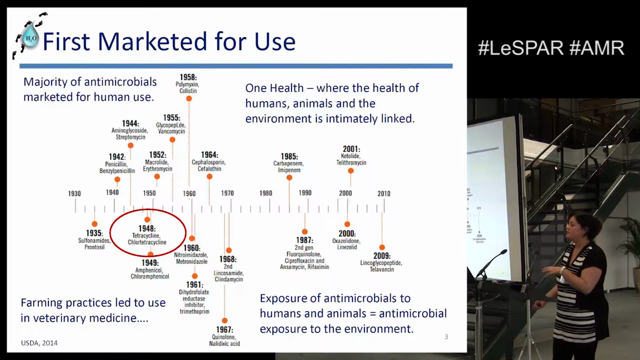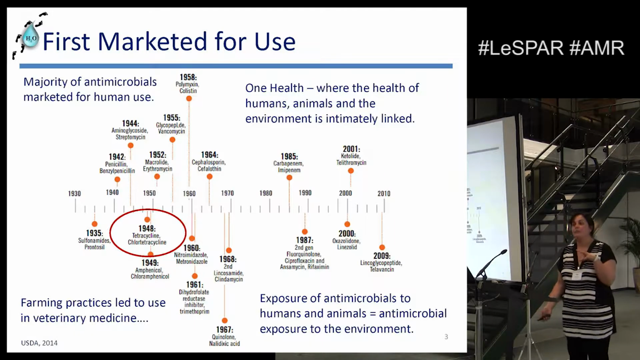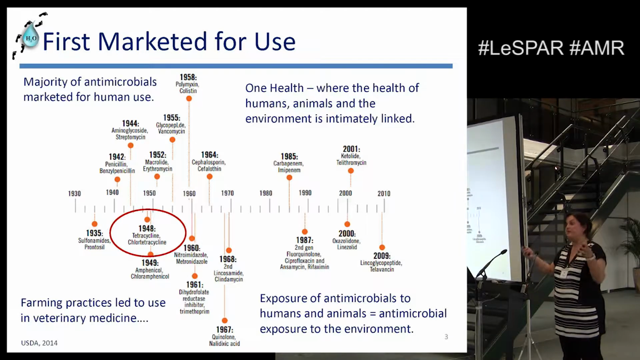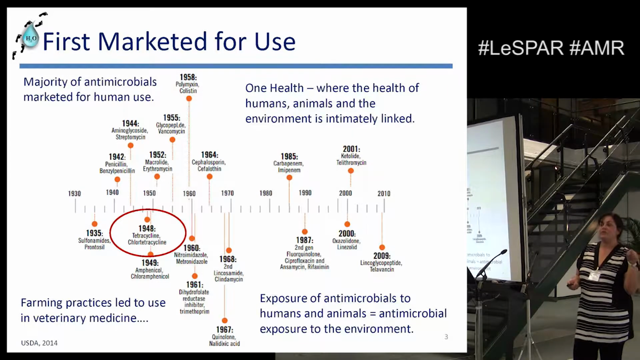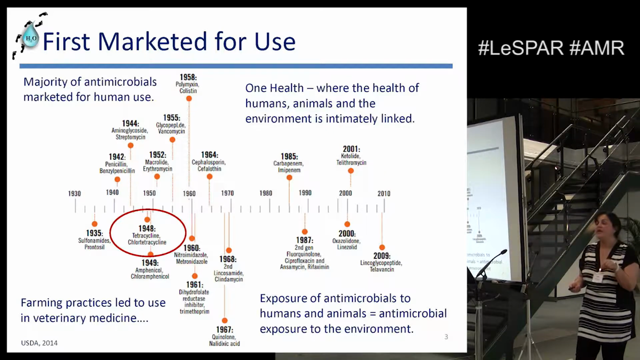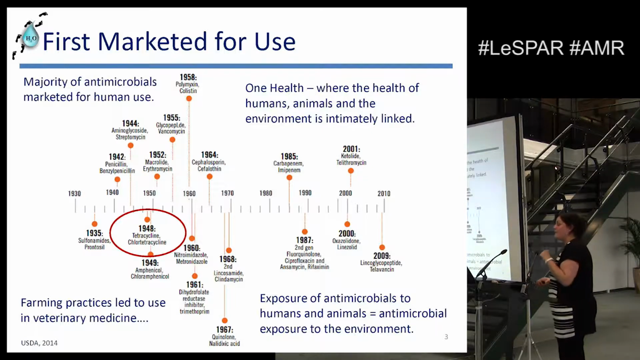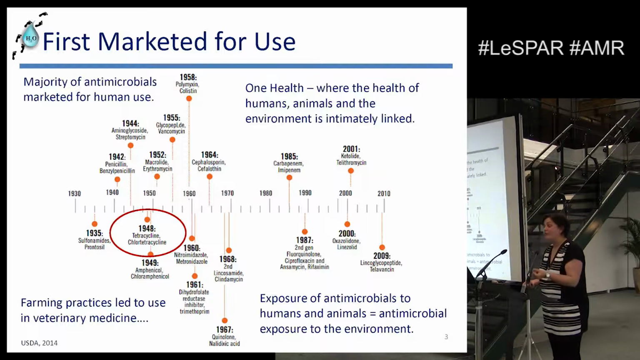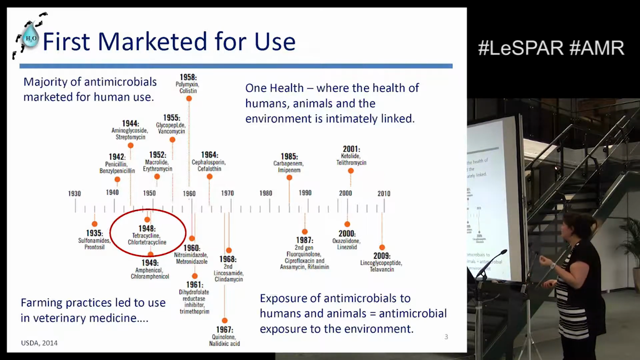Everything started back in the 30s. It was mainly for human use, and then they started looking, because we were looking at more intensive processing of animals in a very big farm environment, it led to having these antimicrobials in veterinary use. Now, if you're going to have exposure of antimicrobials to humans or animals, you're invariably going to have exposure to the environment. If for no other reason, it will go through you and it will go through the animal. So this is where the concept of One Health came from, that you need to look at the humans, the animals, and the environment as being intimately linked.